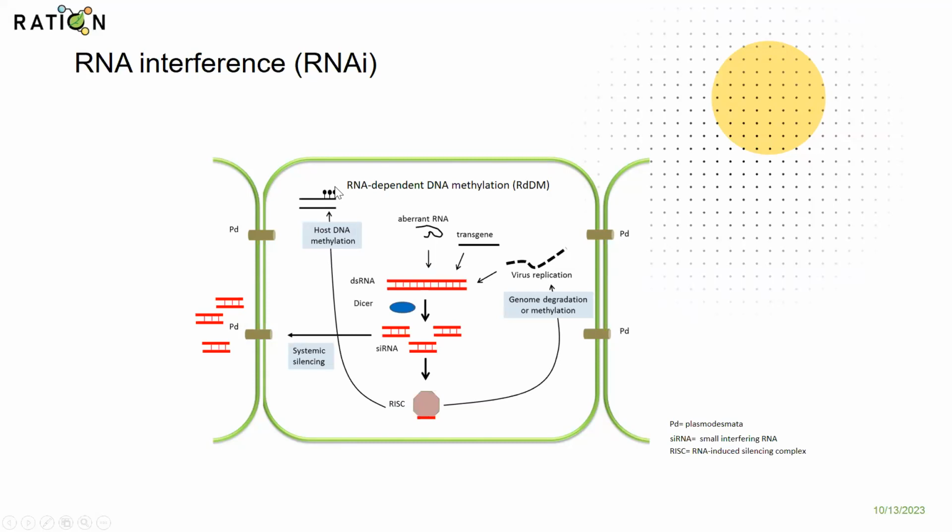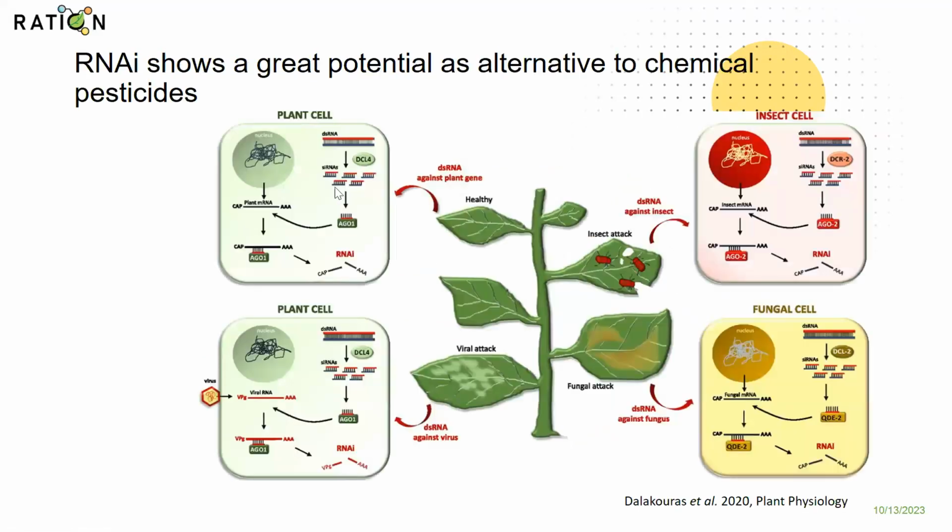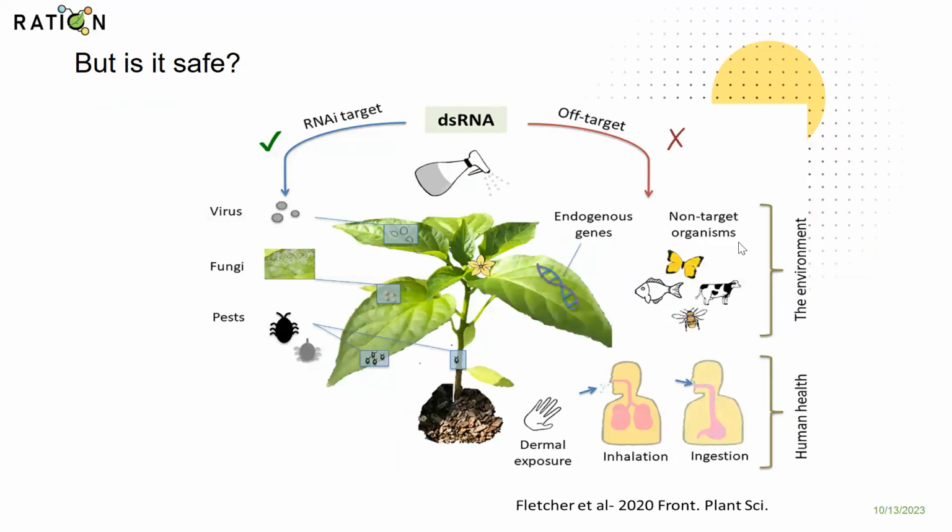epigenetic effects. So RNAi has lately shown great potential as an alternative to chemical pesticides, and it has been used, for example, to modulate genes in the plant, or to fight pathogen attacks such as viruses or fungi, and also against insect pests. So the question is: is it safe? Is external application of double-strand RNA, we're not talking about GMOs, safe?